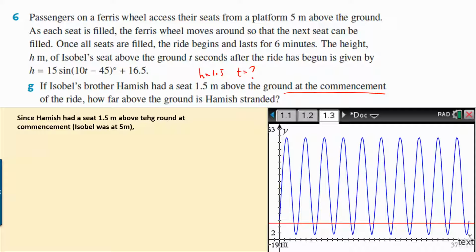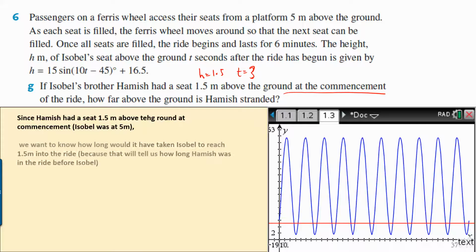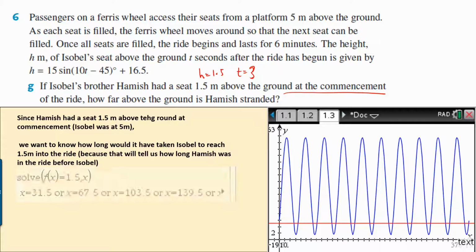So we knew after 100 seconds, they got stranded. Then whatever time he started, if he was 3 seconds when he was sitting in it, when he was 3 seconds in 1.5, then plus another 100 seconds, that will tell you where he would be. Because you know after 100 seconds, he'll get stranded. So the very first step was, since Hamish had a seat at 1.5 meters above the ground at the commencement, we want to know how long it would take to reach 1.5 if you were following Isabel's graph. This is Isabel's graph. So how long does it take to get to 1.5 meters? And that's right, you solve for x.